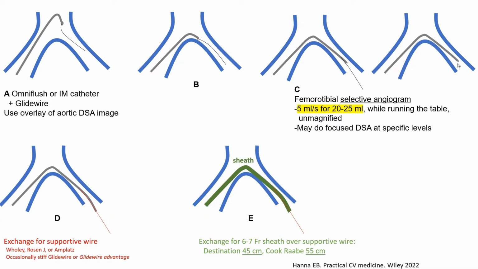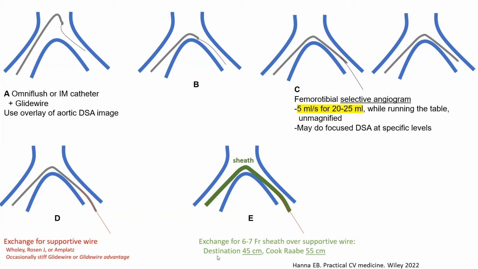So through that OmniFlush or IM catheter that I use to obtain images, I advance a supportive wire. In order of support, you can use a woolly soft tip wire or a Rosen J wire or Amplatz wire. So I advance that wire, and then I take that catheter out, and over it, I advance that crossover, typically 6 or 7 French sheath, 45 to 55 centimeter. And I position it around that common femoral artery.